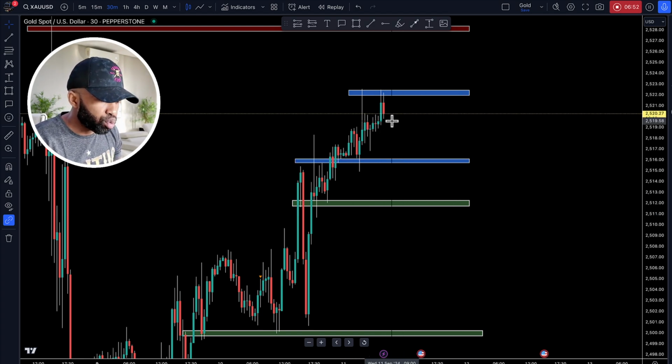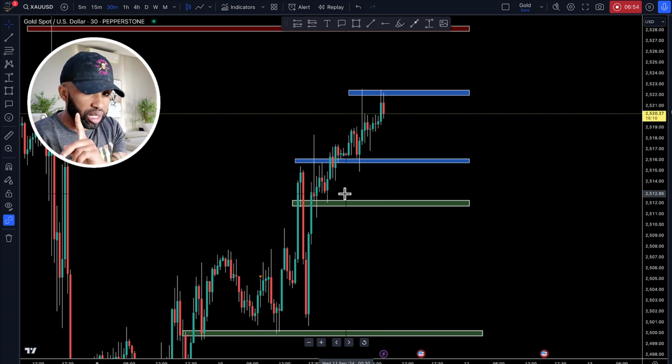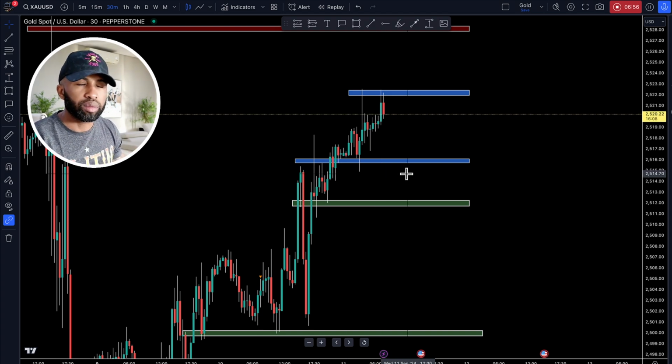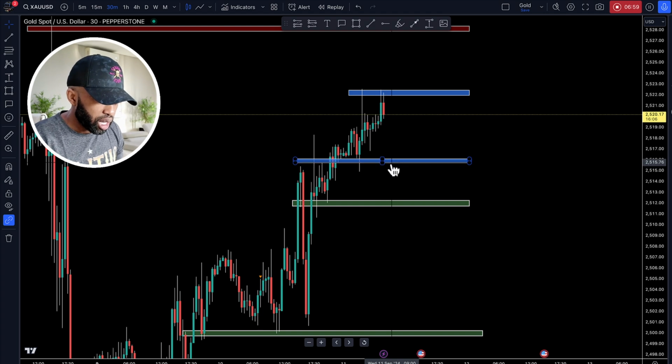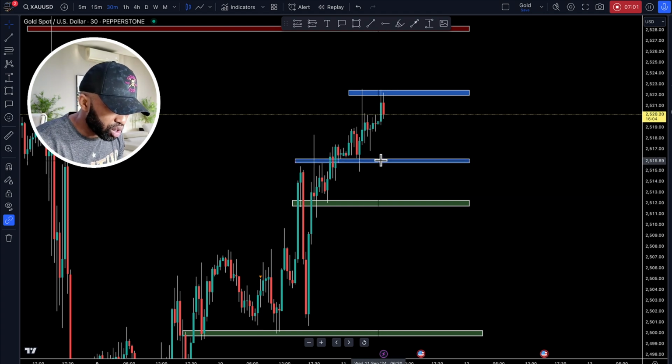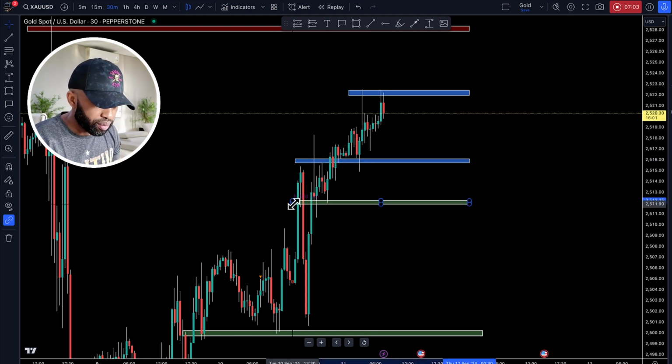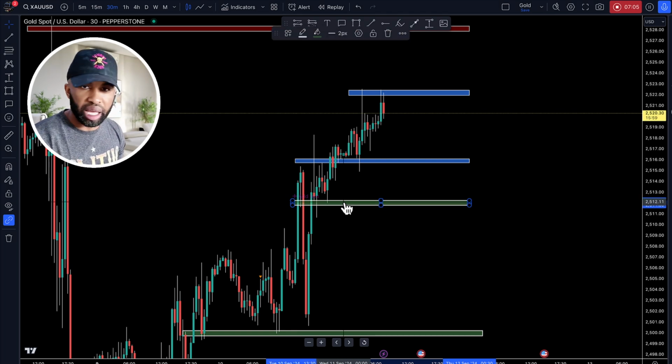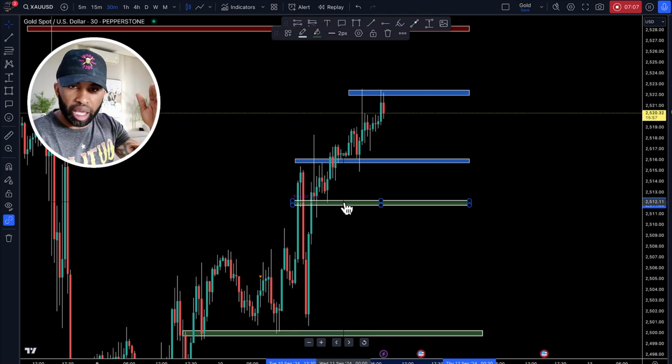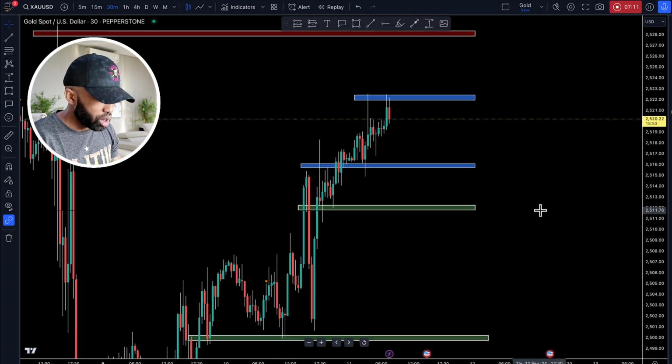If I get price pushed down, again, the reason for the color coding is that I have this zone right here on the lower time frame, and I have this zone right here on the higher time frame. Obviously, the higher time frame is stronger than the lower time frame, right? This is 4 hours.